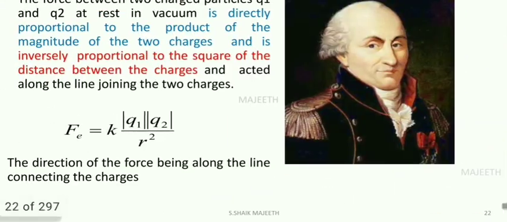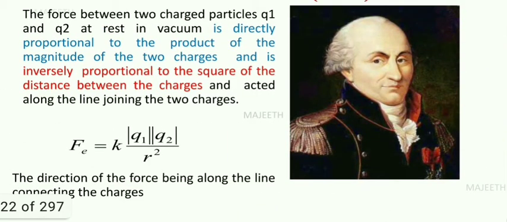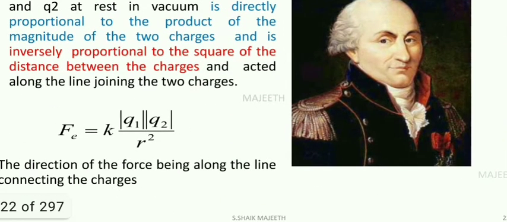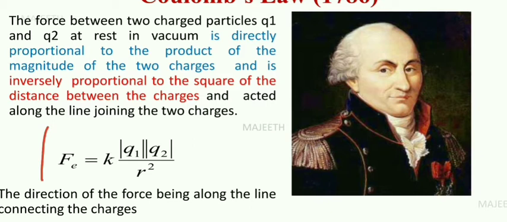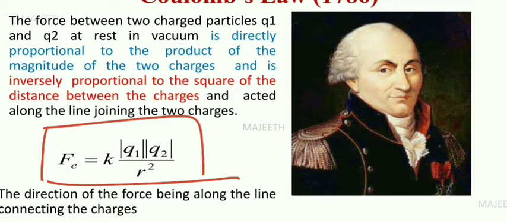So this is the scalar form of Coulomb's law because we know charge, which is represented in Coulomb, is a scalar. r is a distance, that is also a scalar. K is a constant, that is also a scalar. So this equation is the scalar form of Coulomb's law. But we know that force is a vector. So we have to write this equation in vector form also.